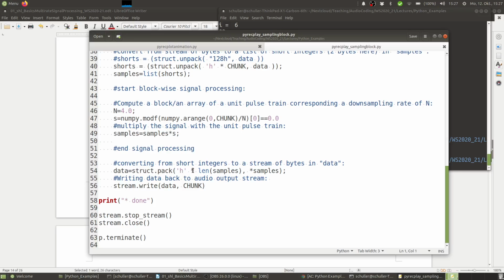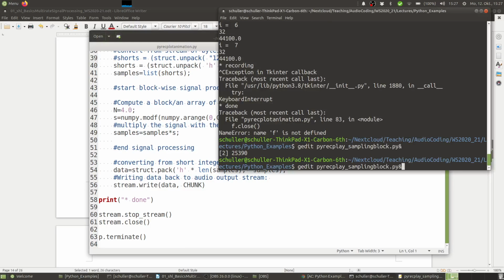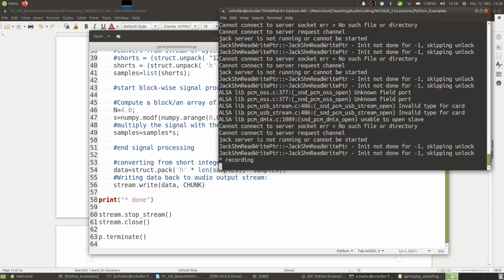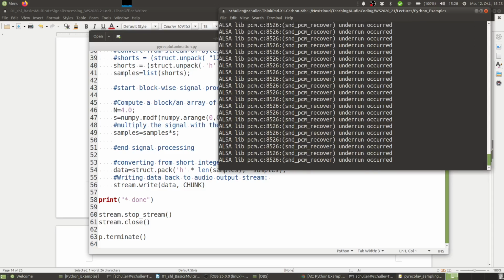Here converting it first to 16-bit integers, and here I write it back to the sound card, and then we can listen to it. So now we apply the sampling by a factor of 4 to my voice. So I started with Python 3, and in the argument we have the program name. Test, this is test 1, 2, 3.